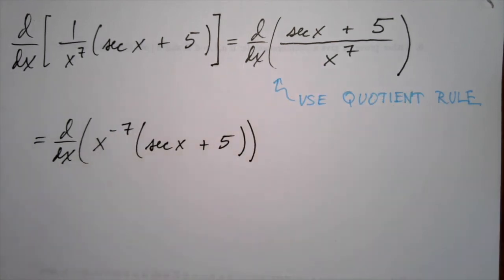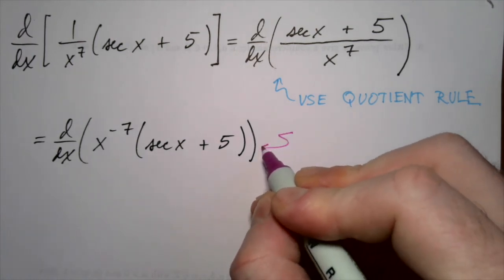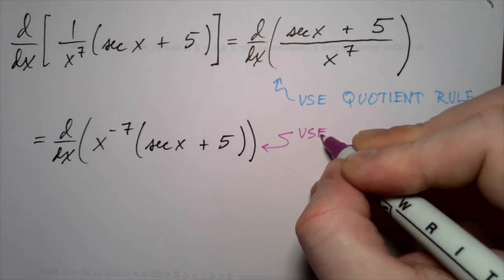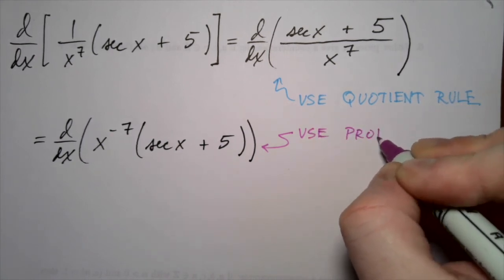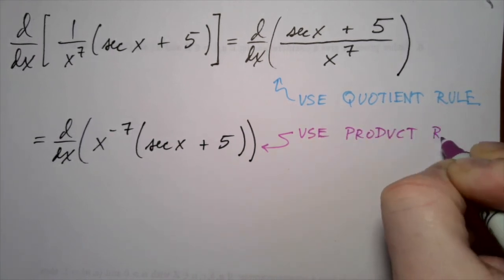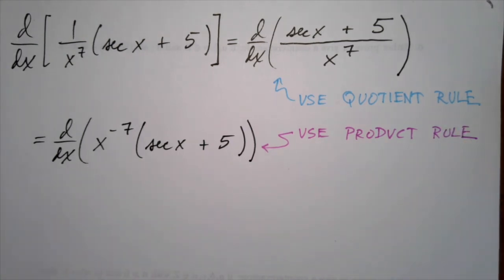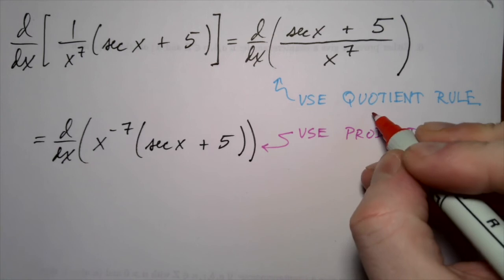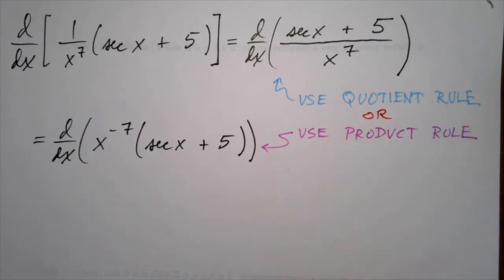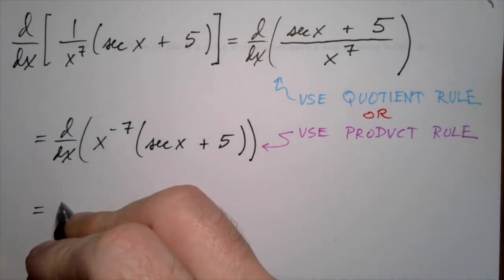I prefer to take the derivative this way, using the product rule. Either one is fine. They'll both give you the same answer. But today we're going to evaluate using the product rule. You might try using the quotient rule just to see that, in fact, you end up getting the same answer. And I just want to emphasize, you can use either one, either the quotient or the product rule for this problem. Okay, let's use the product rule.